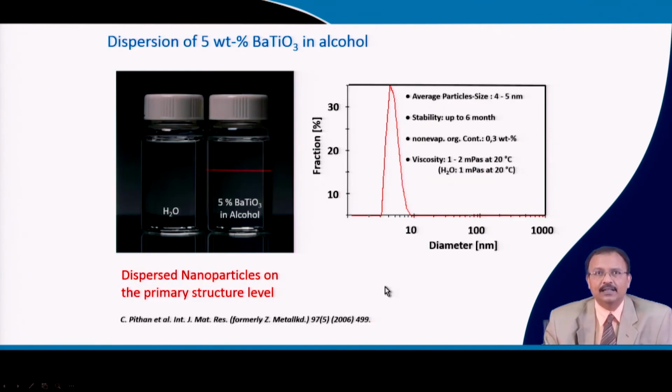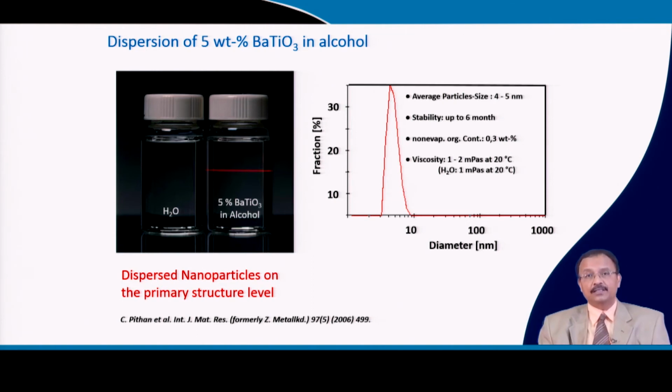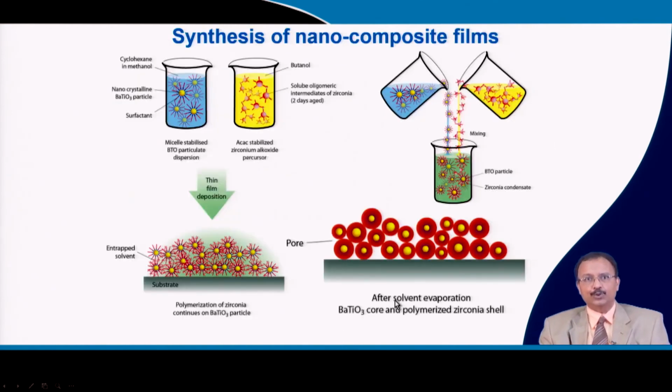Then it was characterized to have a particle size which is less than 10 nanometers, and you can see it is quite uniform, about 4 to 5 nanometers, and it is very stable up to 4 to 5 months. This kind of particle suspension is quite stable, and it is also not very viscous in nature. Typically this dispersion is 5 weight% of barium titanate, as shown here.